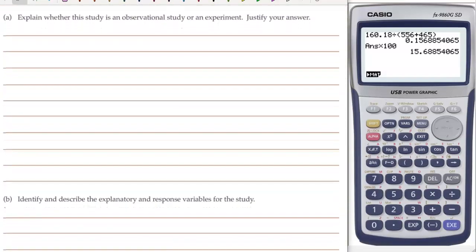Okay, so let's explain whether this study is an observational study or an experiment. This one is an experiment because they deliberately took people into a controlled environment and applied the treatment that they were going to receive and measured the outcome. It wasn't observational of what was already happening within their lives.